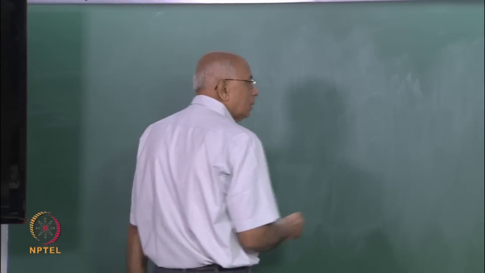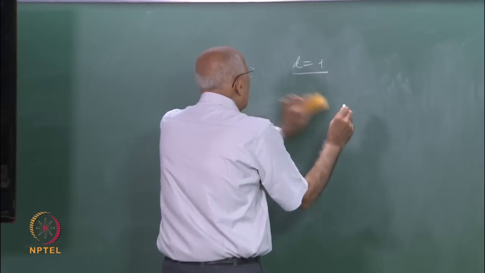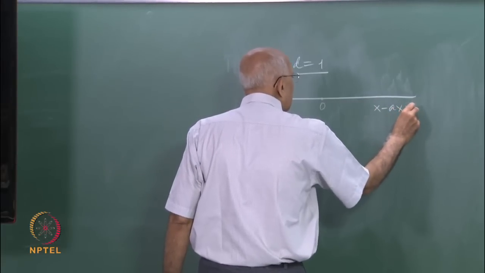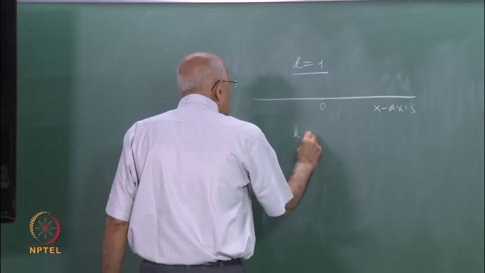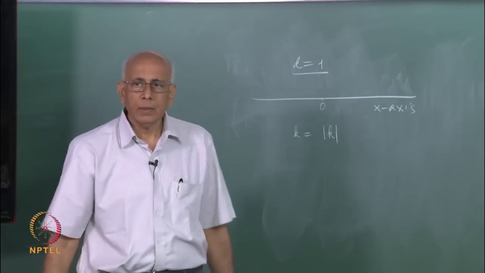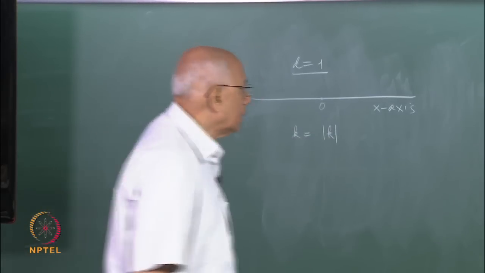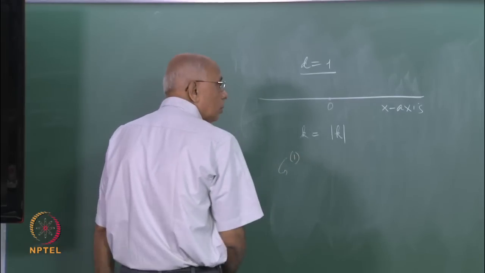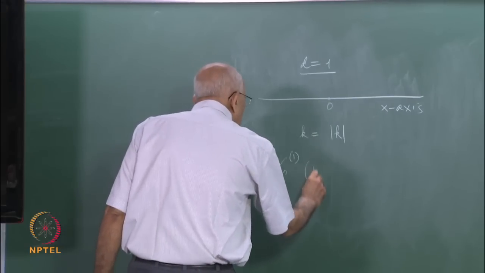Remember that in one dimension, so you have just the x axis, there is the origin here, and what I call k is really equal to the modulus of k, because in one dimension you just have one conjugate coordinate, and what I call the magnitude of the vector is just the modulus. So in one dimension we have g, and now let me put 1 here to show that it is in one dimension, of r and tau.